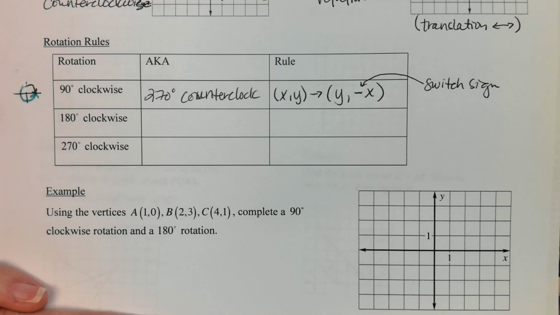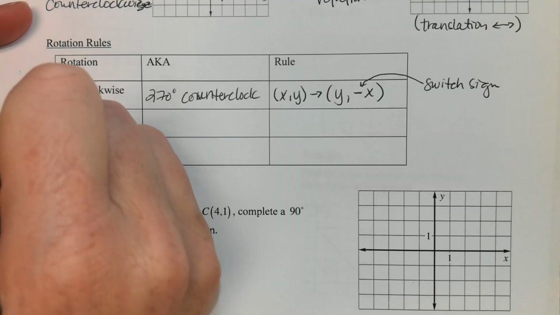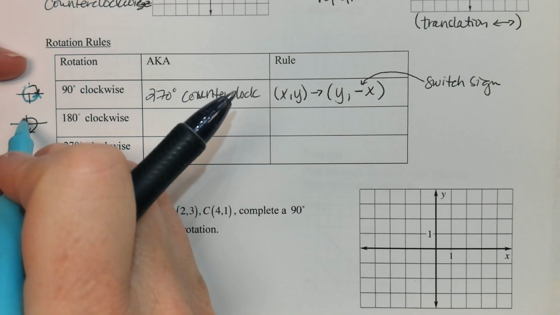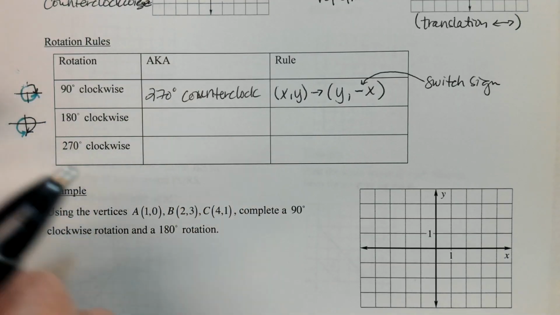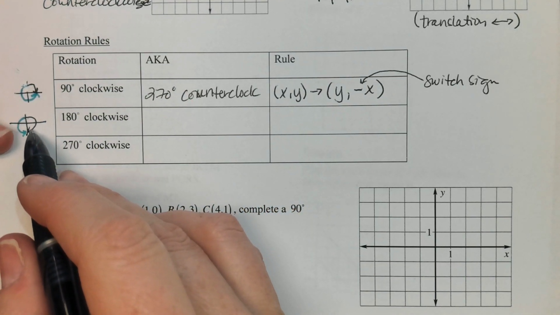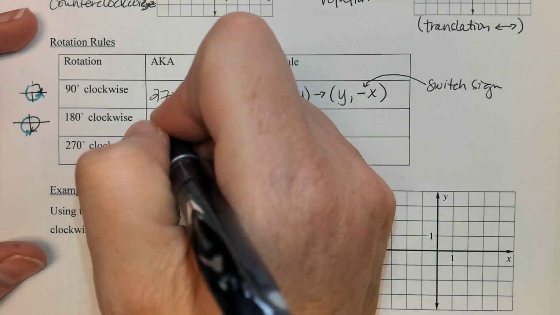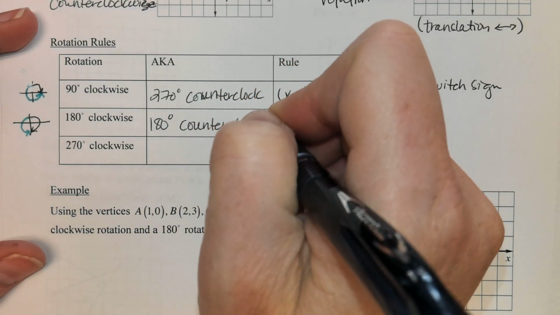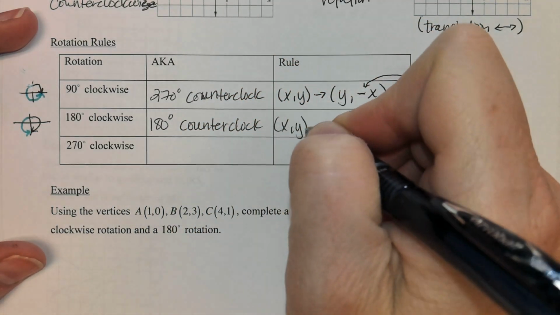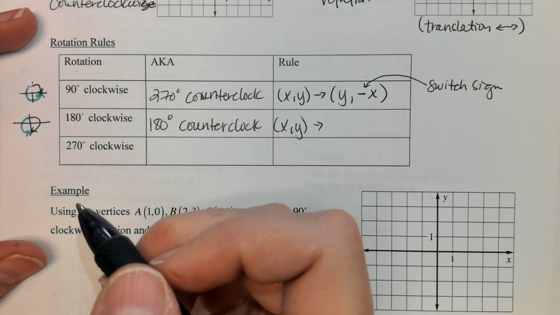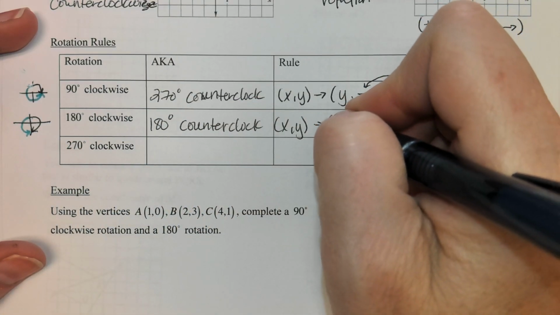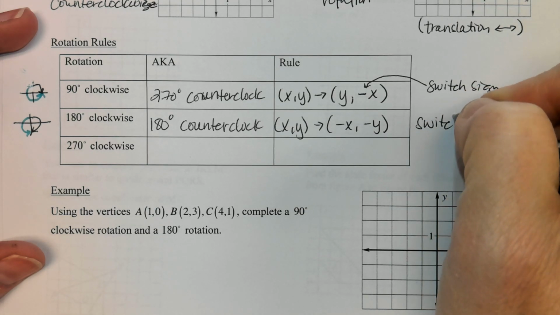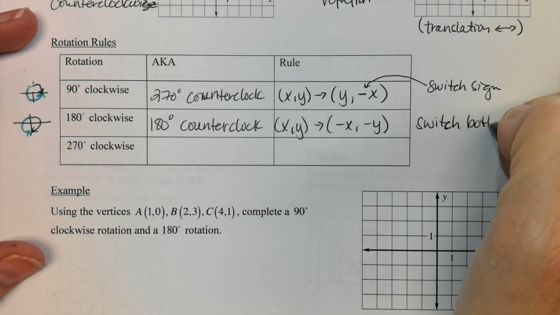The 180 clockwise, so that would go like this, is the same as a 180 counterclockwise. So they go the same distance, 180, and they meet in the same place. So this would be the same as 180 counterclockwise. Its rule, since you want to end up in the exact opposite place, is you would just opposite your X and opposite your Y. So we would switch both signs.